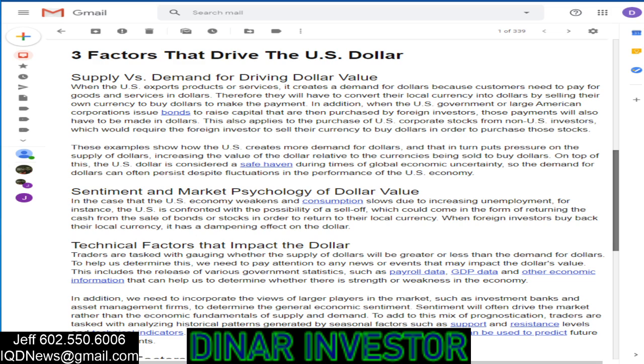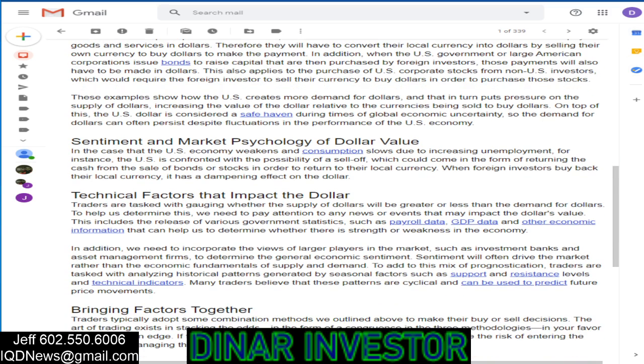So it costs outsiders significantly more money to be able to do business and import and export and trade. So that's why Trump's always kept it around 94 to 98 cents. So right there, supply and demand. Let's look at the next one: the sentiment, the market psychology of the dollar value. Let's look at that for a second.